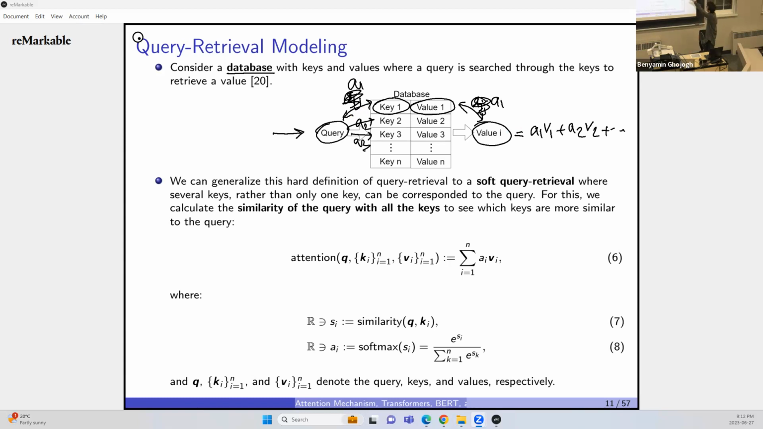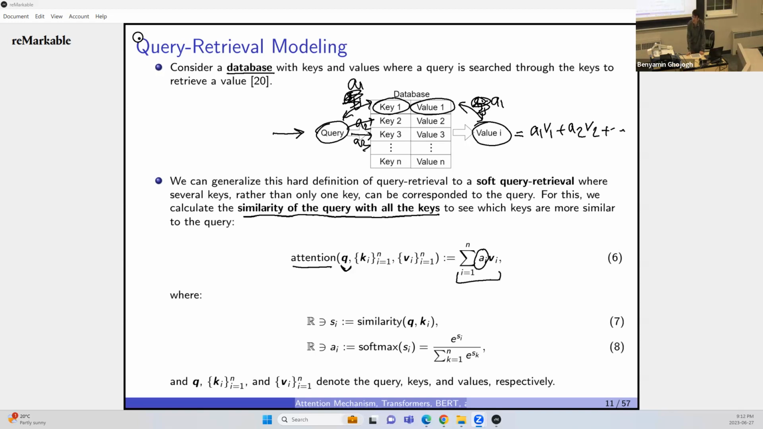So I calculate the similarity of the queries with the keys, and I use the same similarity scores for a linear combination of values. Therefore, the value in the soft definition of a database is a linear combination of all of the values, where some of the weights might be 0, right? So, as I said, the similarity of the query with all of the keys, and then we use this in order to have a linear combination of the values. And we can call it attention.